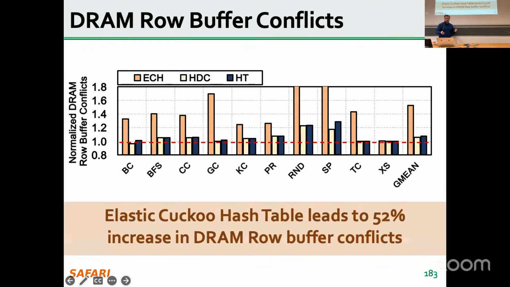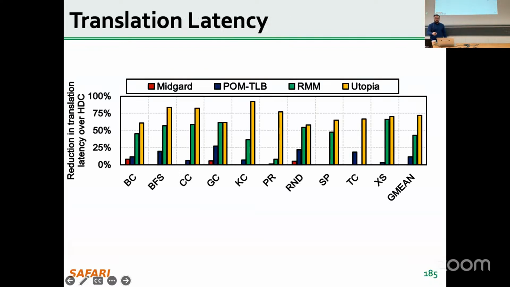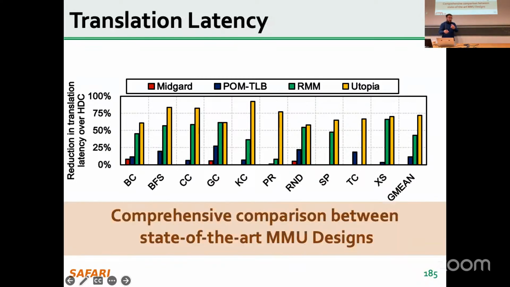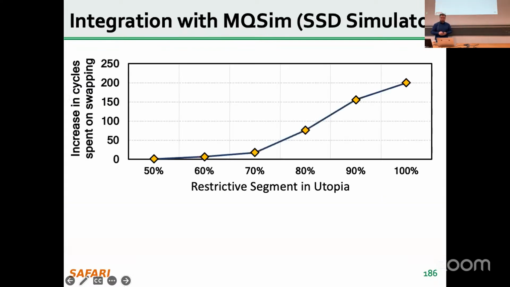And we also show that the elastic cuckoo hash table leads to a 52% increase in DRAM buffer conflicts, which is the overhead I talked about before. It's very fast, faster than the baseline, but it causes much higher interference. In another use case, we show the translation latency. We show that we can do a comprehensive comparison against different state-of-the-art MMU designs.